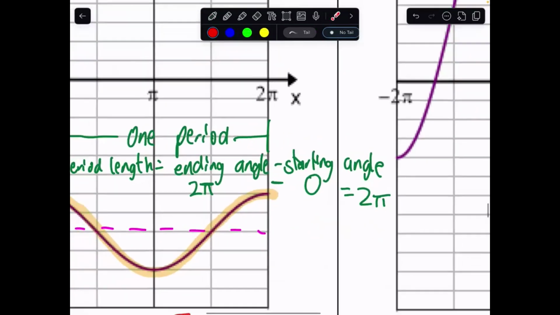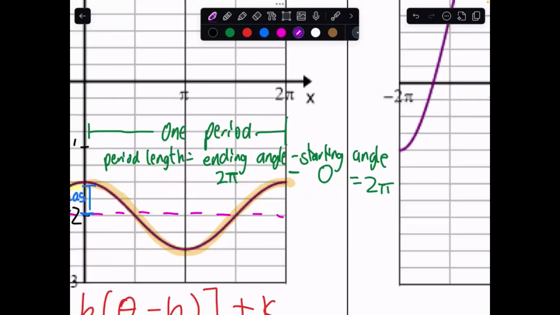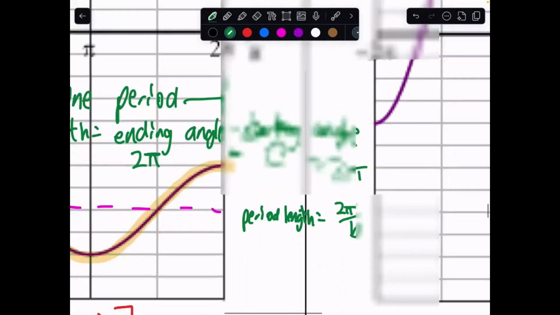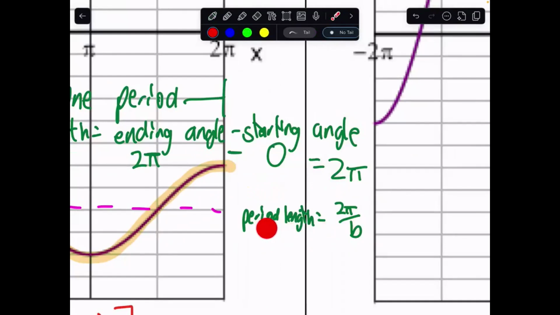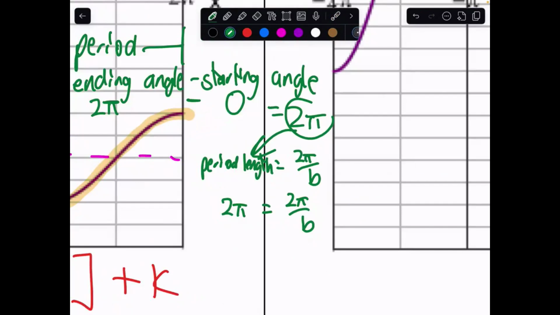So that's 2 pi, but B is not 2 pi. What is B? Here we need to remember the formula that the period length is 2 pi divided by B. Normally I tell you B and you calculate the period length, but this time I told you the period length and I'm asking you for B. So you substitute the 2 pi for the period length. Maybe you can already tell what B is, but if not, you can always just solve the equation.